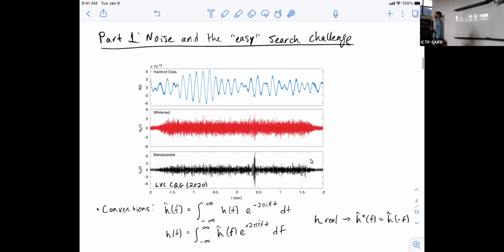Now, in order to understand this, I'd like to start with noise and describing for you the basic search challenge. From this, we're going to be able to understand a lot of the tools and techniques we use in gravitational wave data analysis. So this is that raw detector data I mentioned, that delta L over L. And there's a signal in here, and it is not this wildly oscillating sinusoidal thing. This is noise, okay? This is a sequence of random oscillations.